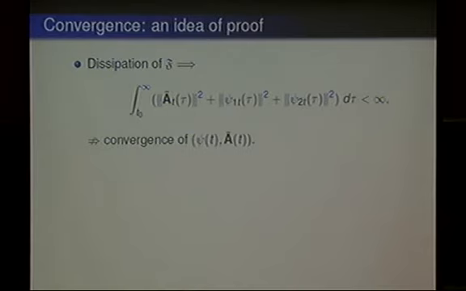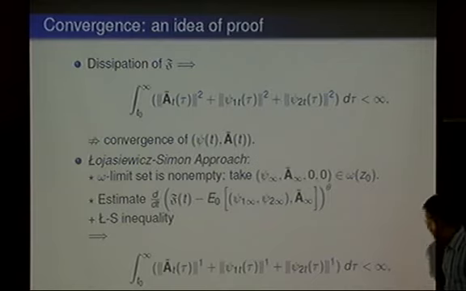Finally, I just show an idea of the proof. From the dissipation of our functional, we can see that the squared L2 norm of the time derivative of A, and the L2 norms of psi 1 t and psi 2 t, integrated from a certain time t naught to infinity, are finite. However, this dissipation relation cannot give us any information on the convergence of A and psi.